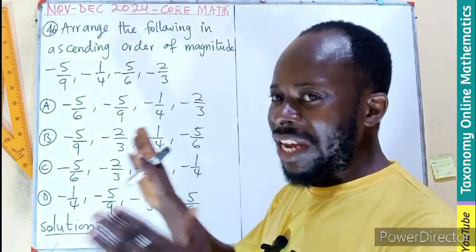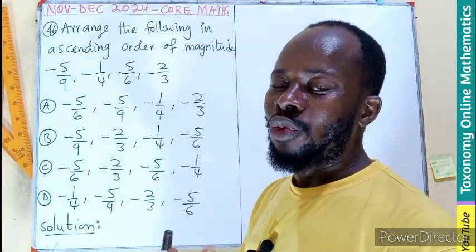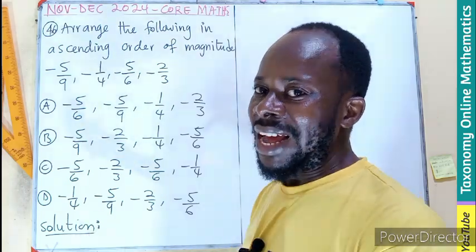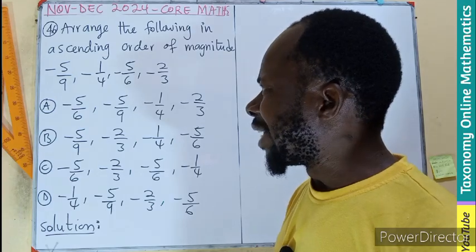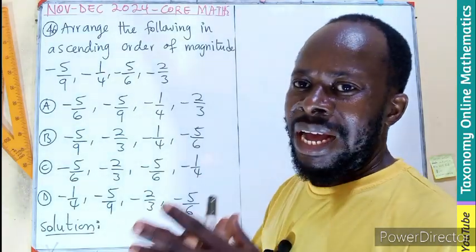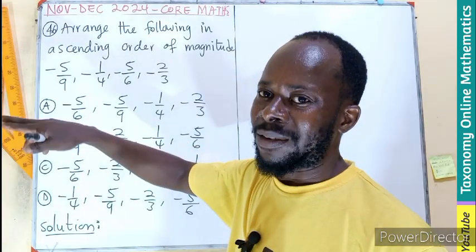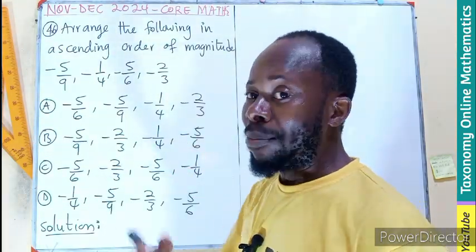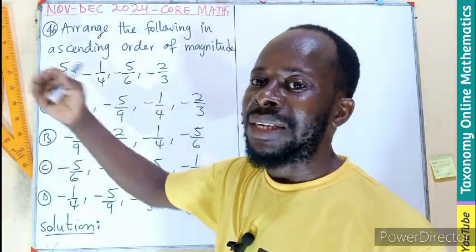Now, these are all negative fractions, so we first need to convert them into whole numbers, then we can ascertain which one is the smallest and the highest. Now, how do we change that? We look for an LCM that the denominators can easily divide. You're looking for a multiple that each of these numbers can easily divide.